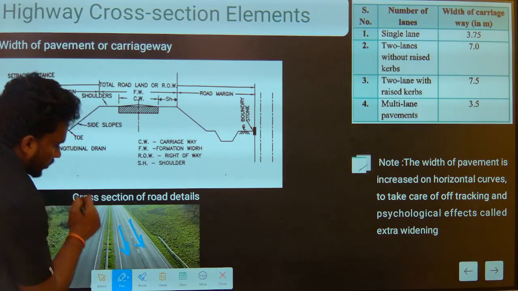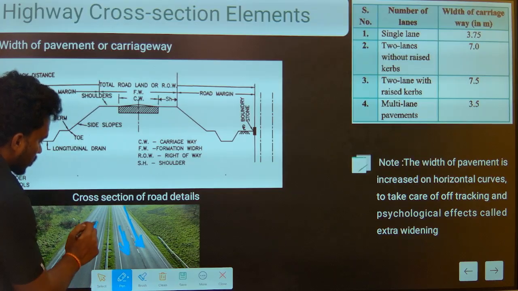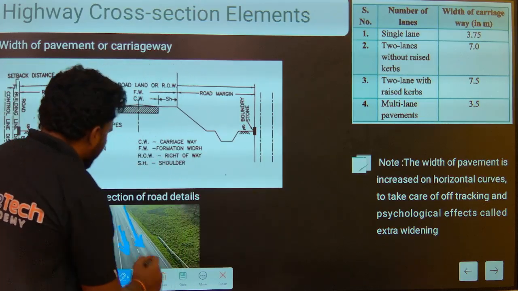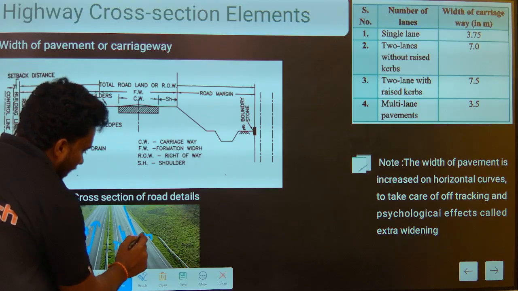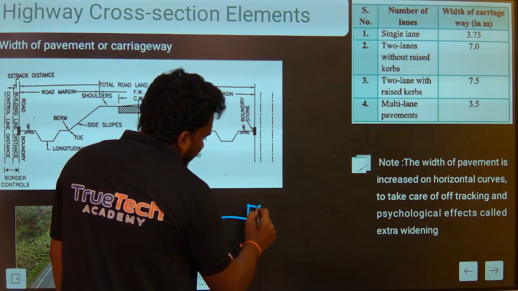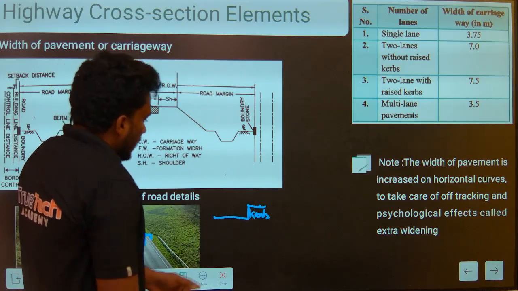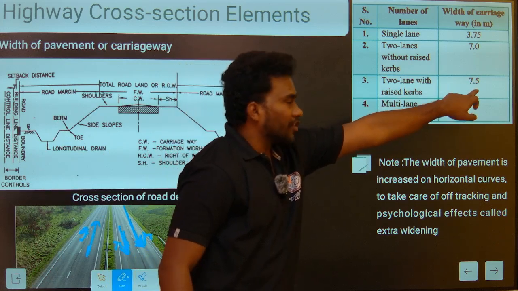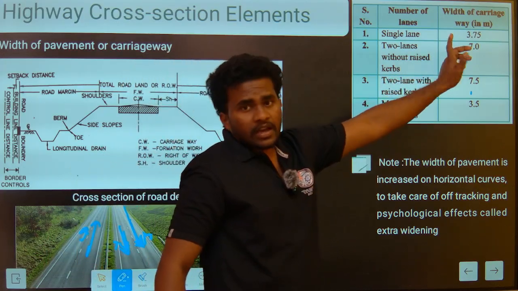And for two lane, this is a two lane road with single way traffic, and this is also a two lane road, without raised curbs. Without raised curbs means there are no curbs. For example, this is the road surface and this is the raised curb. If a raised curb is there, then the width of carriageway is 7.5 meters. If there is no raised curb, the width of carriageway is 7 meters.